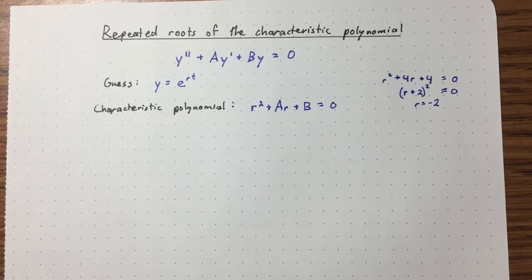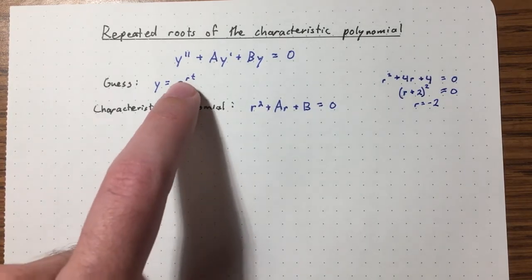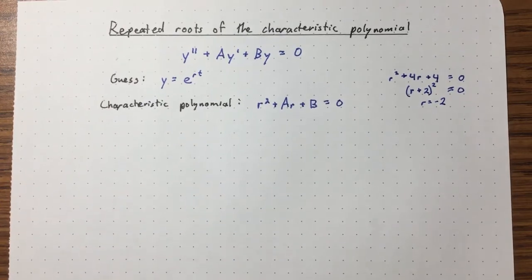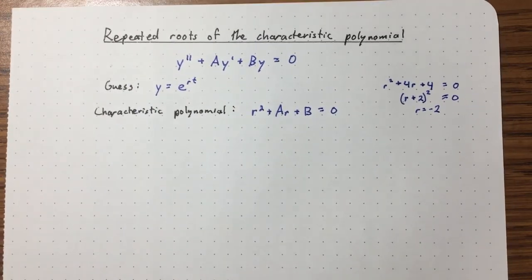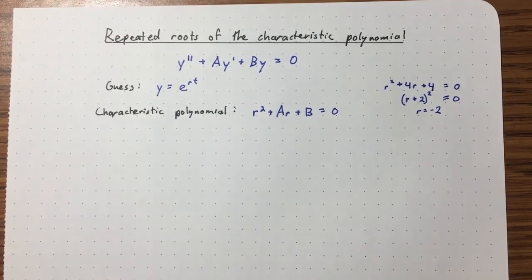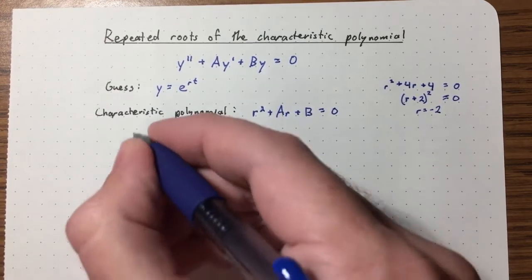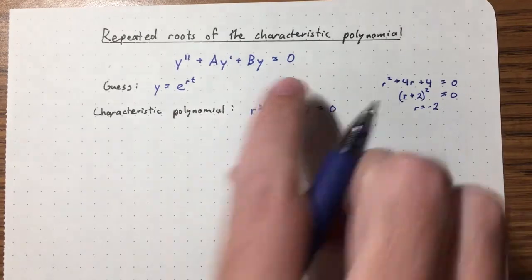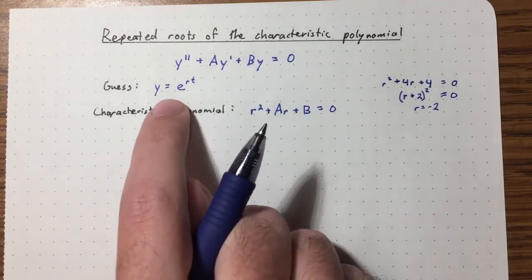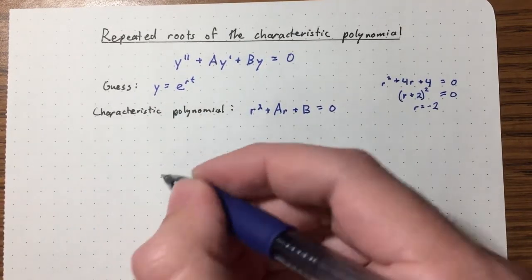Okay, well, what do we know? We know that e to the rt is going to be a solution. However, we don't have a second solution that's not just a constant multiple of this one. And that's a problem, so let's talk about what to do. Because remember, to form the general solution, we need two linearly independent solutions.